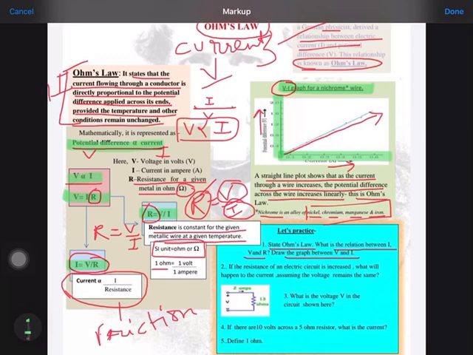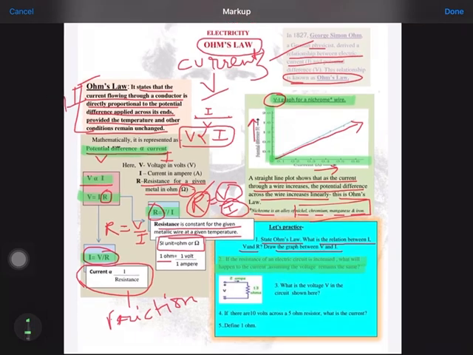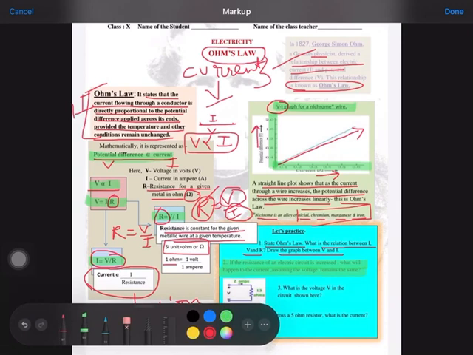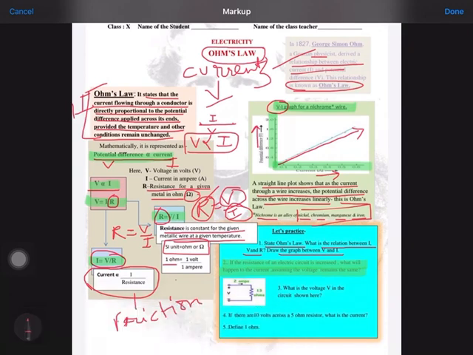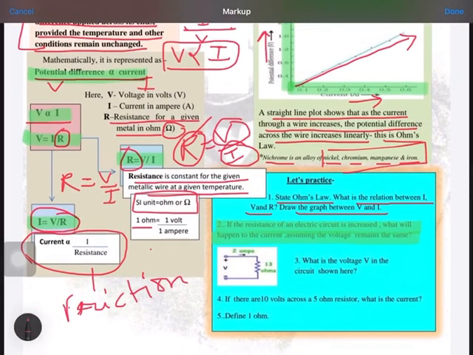If the resistance of an electric circuit is increased, what will happen to the current, assuming the voltage remains constant? It will be based on the formula which we have studied. The question is saying that the resistance, the value of R, we are increasing, and R is inversely proportional to current. We are not talking of voltage because voltage is constant.